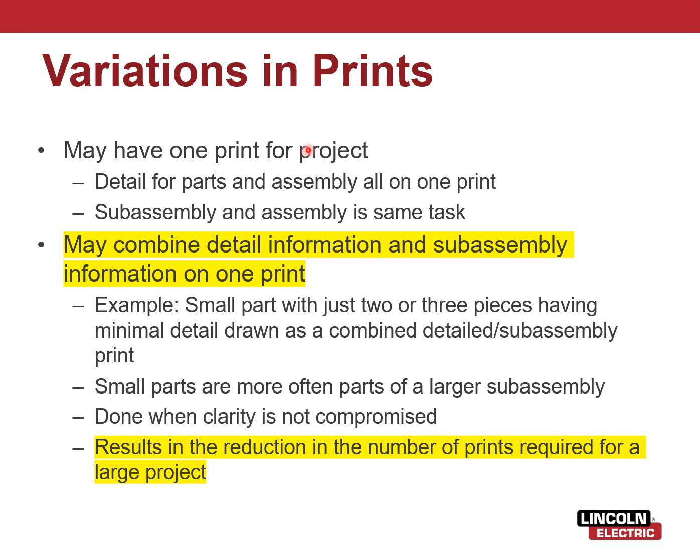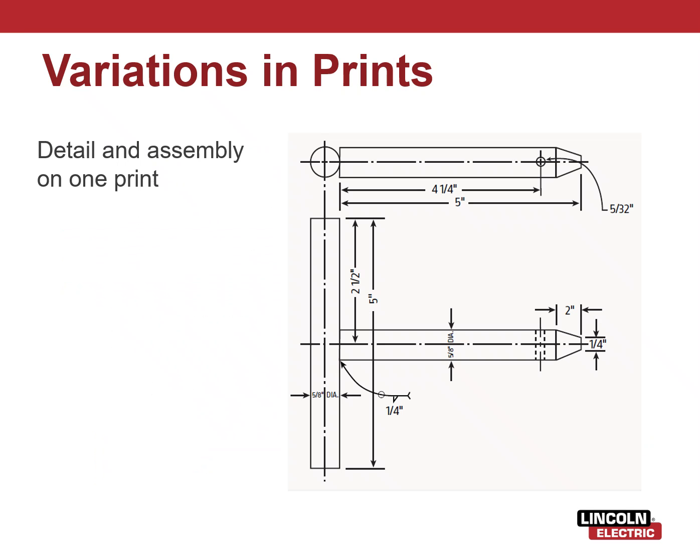But there are some variations. We may combine detail information and subassembly information onto one print. If there are small parts and not a whole lot of detail, then we can combine some of that information that's typically not on a print, just to save paper and save prints. Here's an example: detail and assembly on one print.